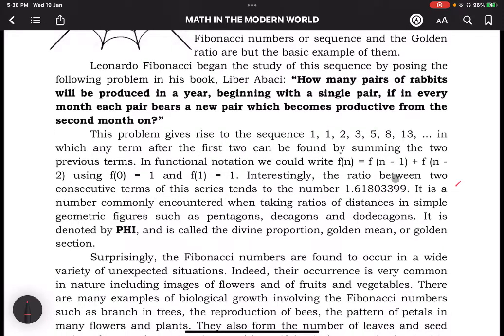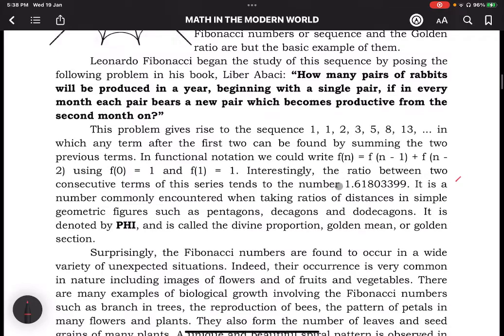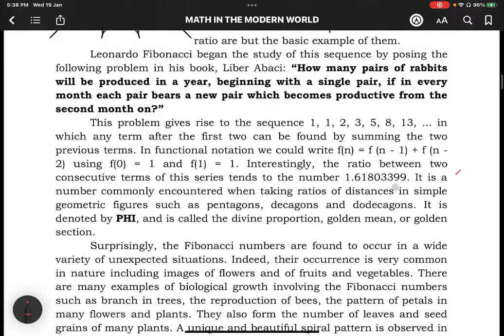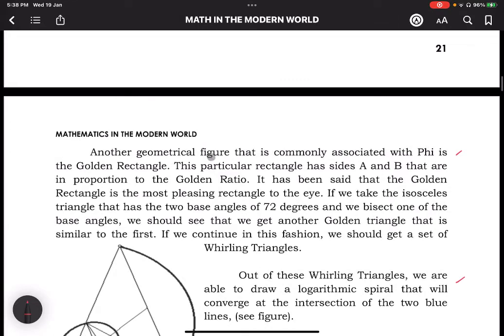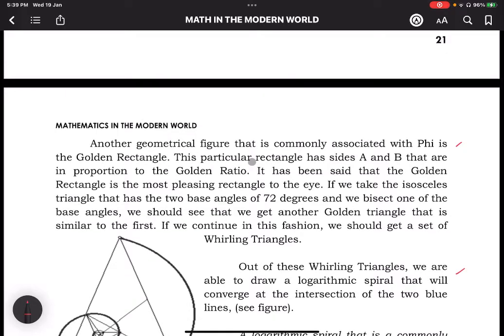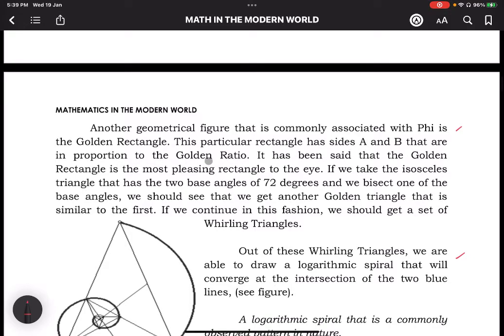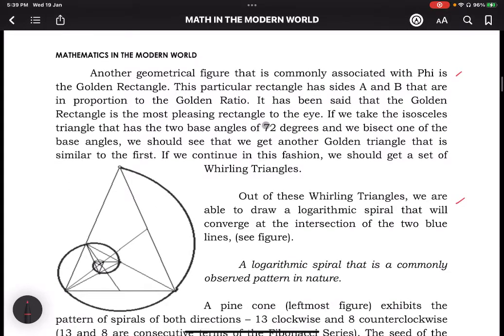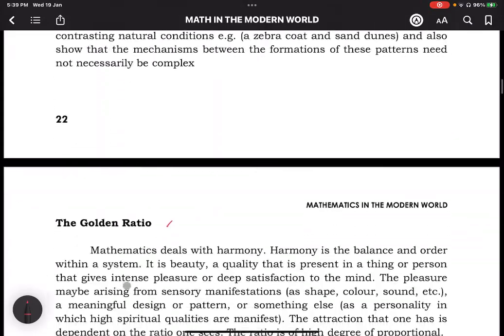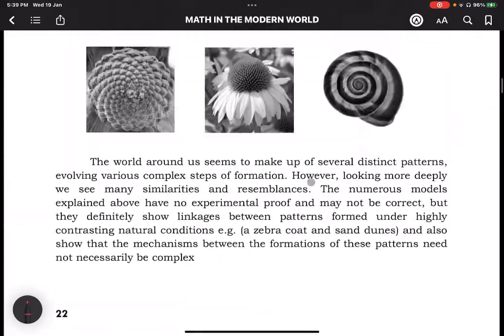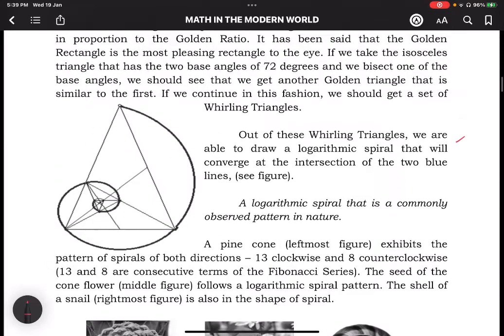So, kapag daw kinuha natin ng ratio nito, it will be equivalent to the pi, ito yon, which is 1.6180399. Okay? Another geometrical figure that is commonly associated with pi is the golden rectangle. This rectangle or particular rectangle has sides A and B that are in proportion to the golden ratio. Ano yung rectangle na yon? Ito yon. Dito, ito, rectangle. Mamaya, papakita natin yan.